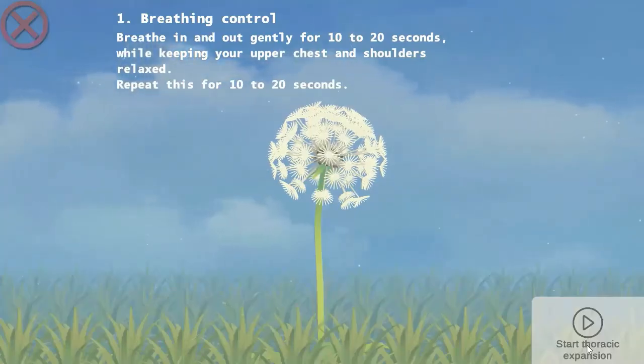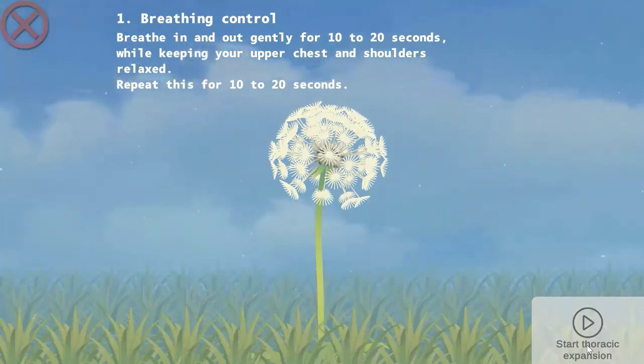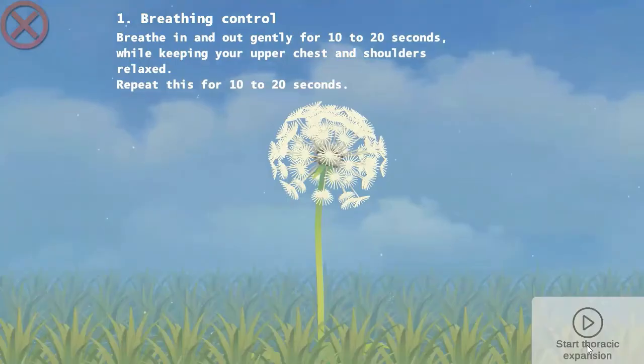It's on the breathing control, really working at the level of good diaphragmatic breathing. And as you see, we're just going to simply breathe in and out gently for 10 to 20 seconds. This does not time out, though, so you can have your patient complete this for longer. And we're just going to see the dandelion sway back and forth.